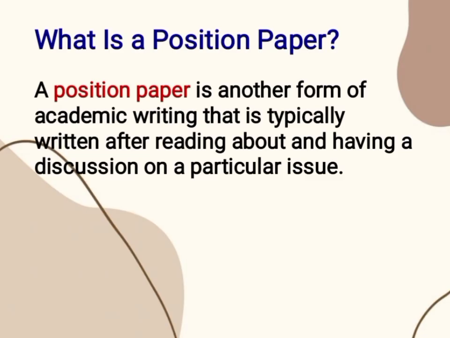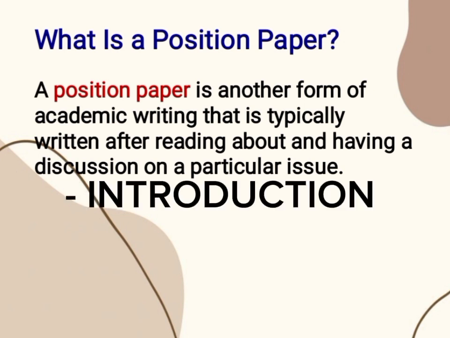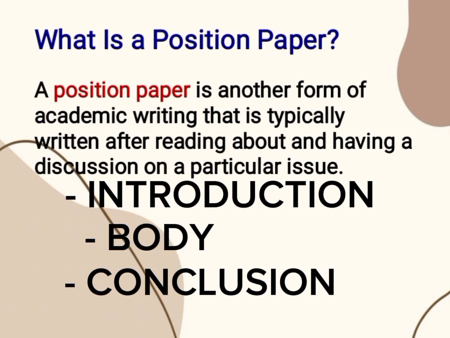So, what is a position paper? A position paper is another form of academic writing that is typically written after reading about and having a discussion on a particular issue. Much like other forms of academic writing, a position paper is usually written in format and has an introduction, a body, and a conclusion. In writing a position paper, it takes a lot of research, gathering information, and evidence, as is needed in order for you to make your paper convincing. You must also apply the standard rules for citing sources, paraphrasing, quoting, and avoiding plagiarism.